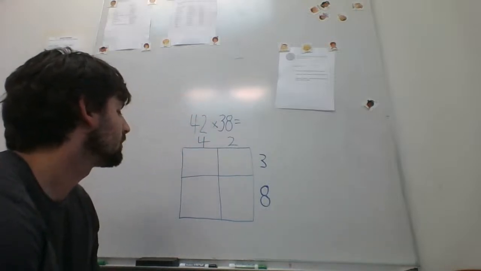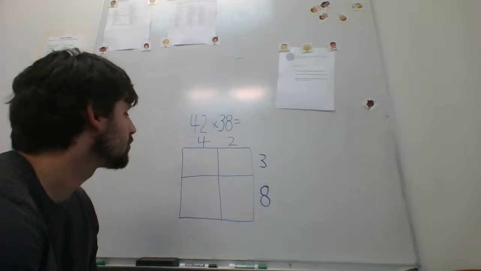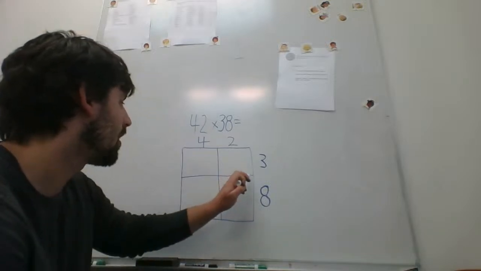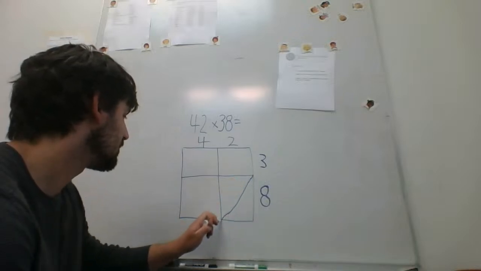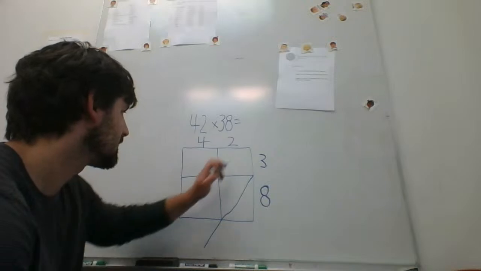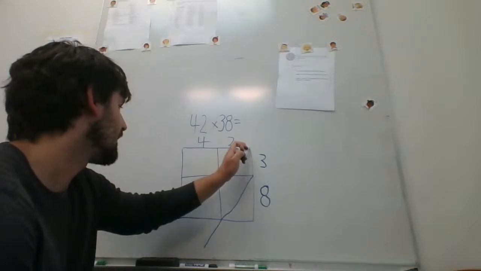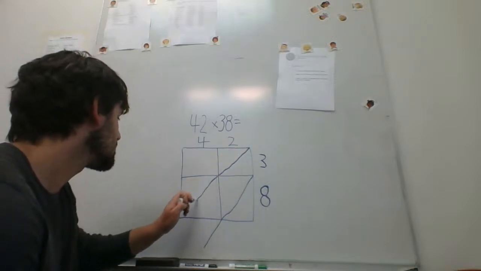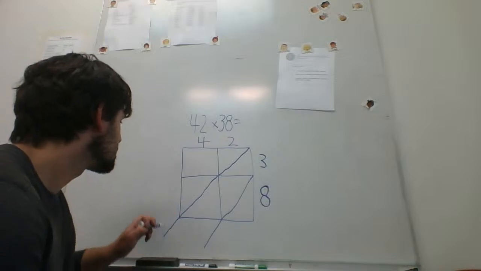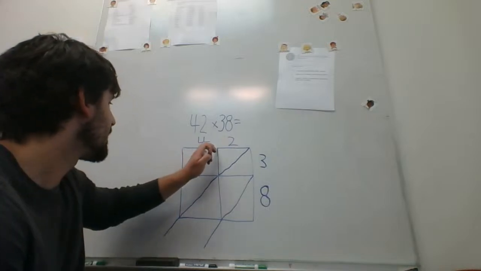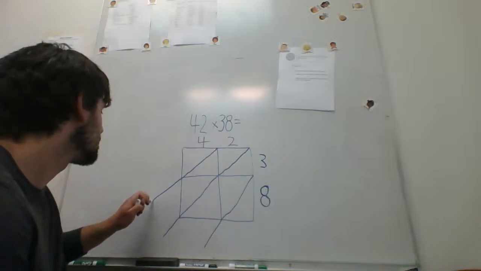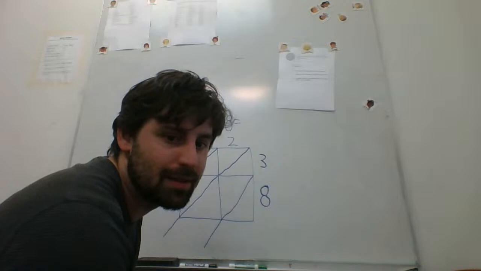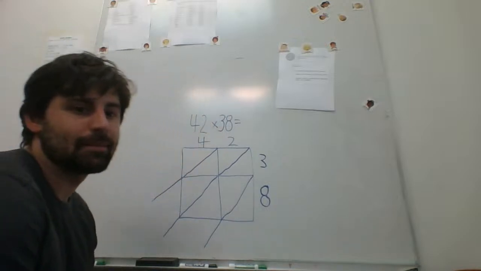Now, before we start multiplying, the last thing we need to do is draw diagonals across all of the squares. So I'm going to draw a diagonal line going across this square extending. And I got to draw a diagonal line across these two squares here. And then I got to draw a diagonal line across the top square. You'll see why once we get into the problem.